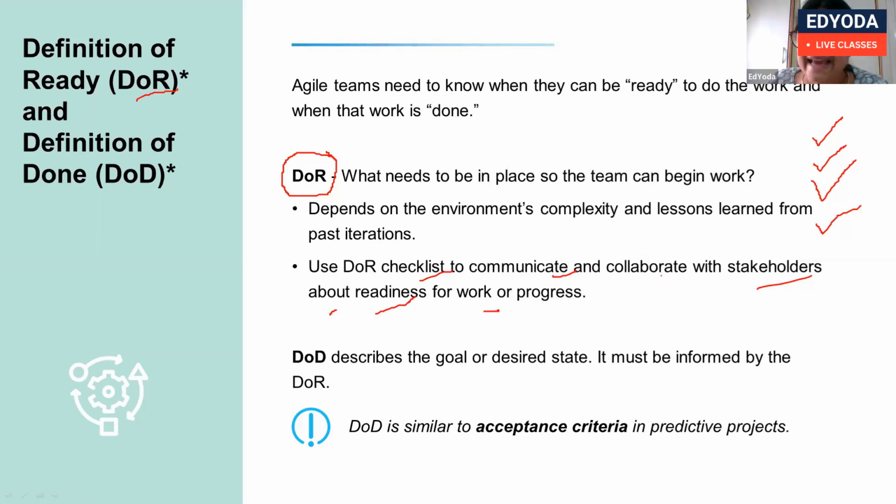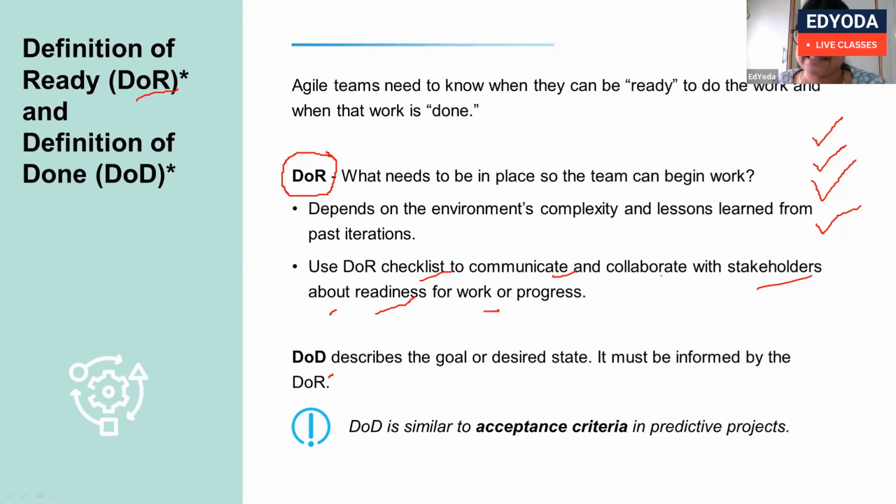What is definition of done? Again, whether it has reached the goal or not. What are all the checklists? That is again a checklist, the definition of done. But there will be criteria. What is that? It is basically acceptance criteria.